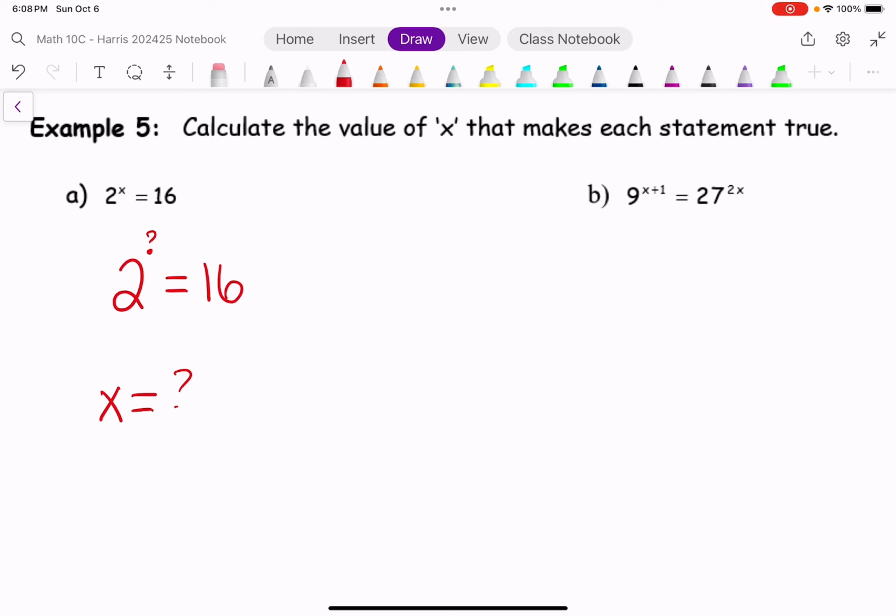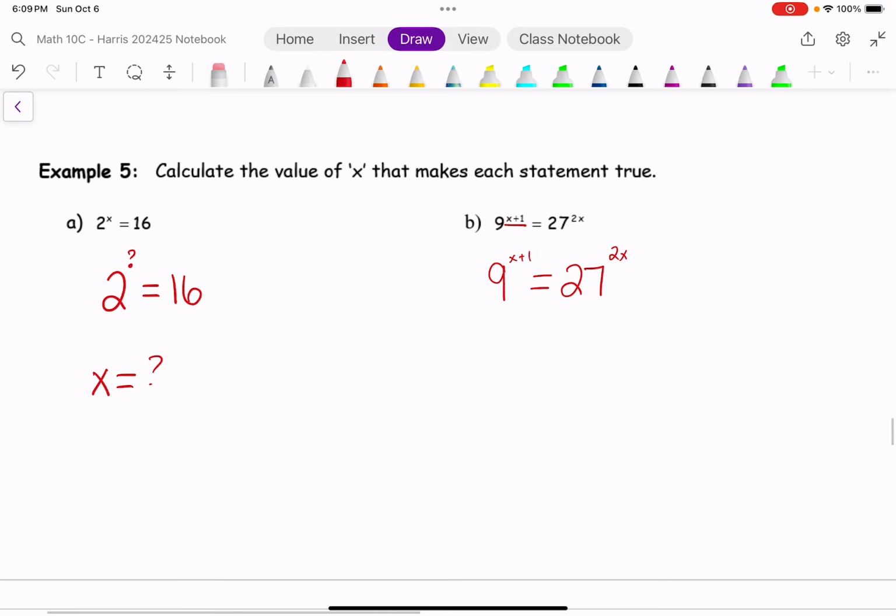And then same thing up here. If I have 9 to the power of x plus 1, that has to equal the same as 27 to the power of 2x. And then the x for both of these has to be the same in each statement. So you guys are going to be playing around with that just a little bit. These ones are challenge questions, but I want you to try them out because, hint, hint, nudge, nudge, there will be questions like this on your quiz and test.